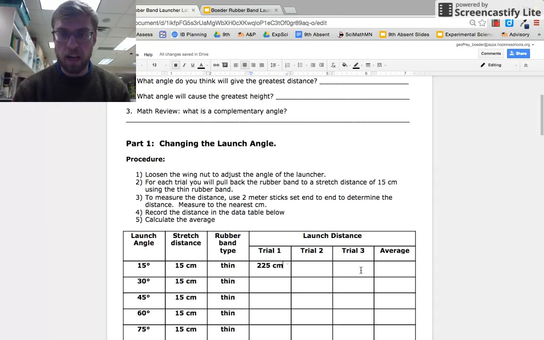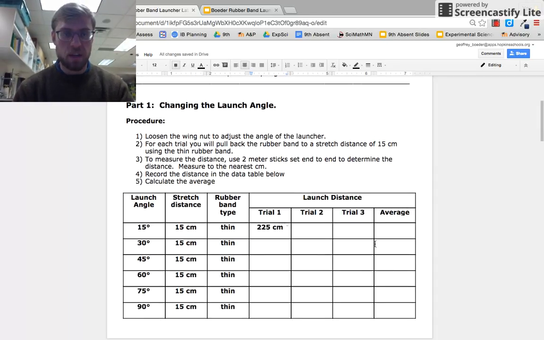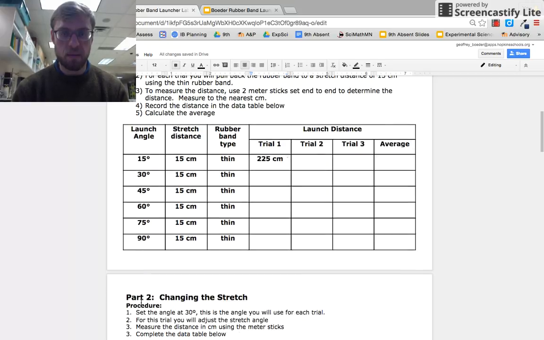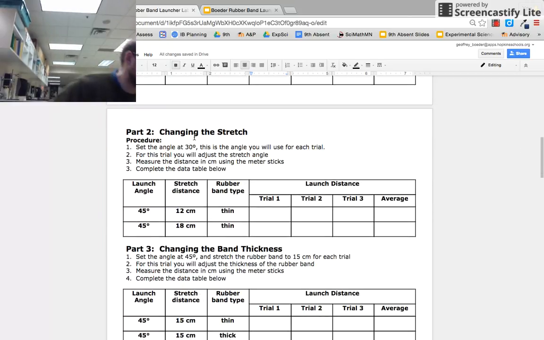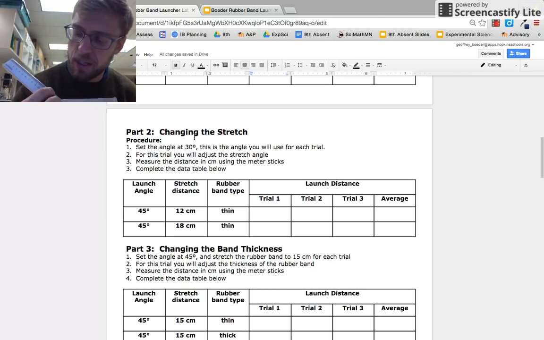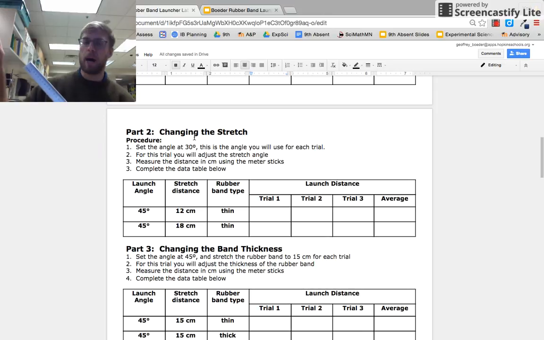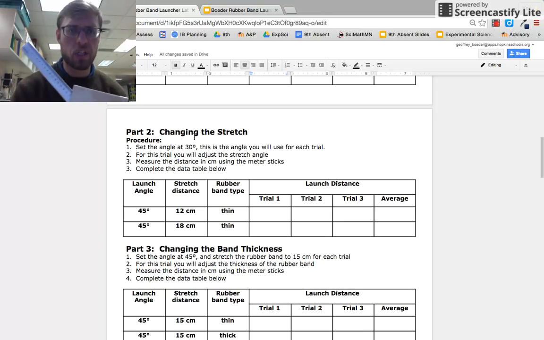Then you'll add up your trials. You'll average them. You're going to go through all the different angles here. It's going to be great. Then we're going to switch to part 2, changing the stretch. Part 1, we kept everything constant with the stretch. We always stretched it to 15 centimeters to try to get the same power, and we were only measuring the change of the angle. Now we're going to change the stretch.